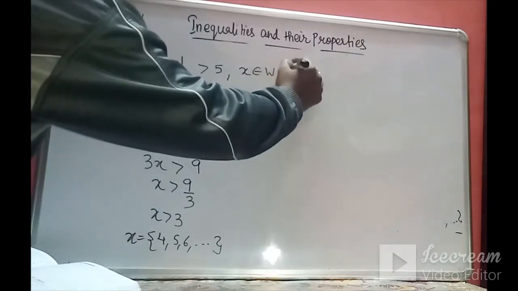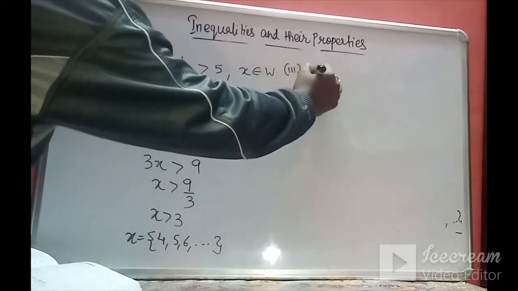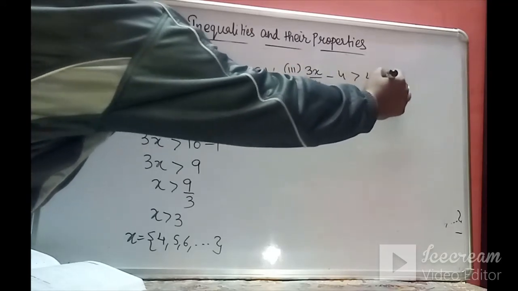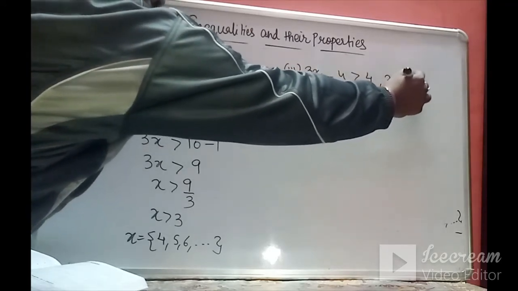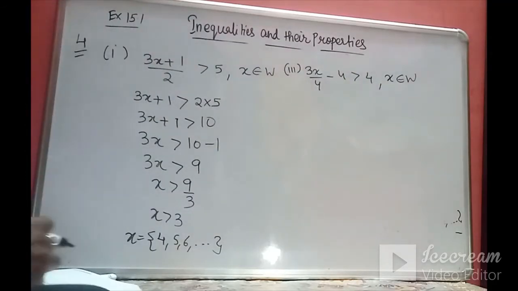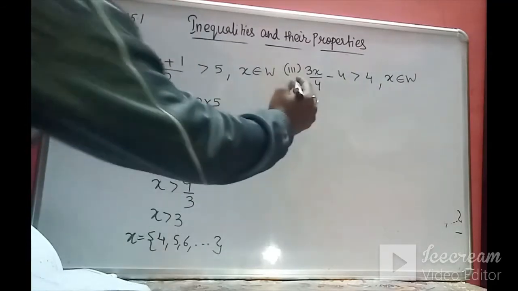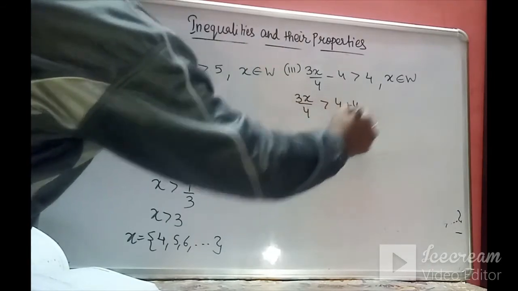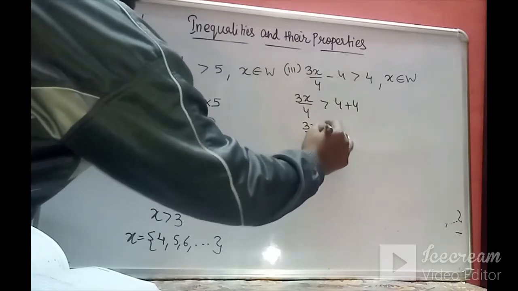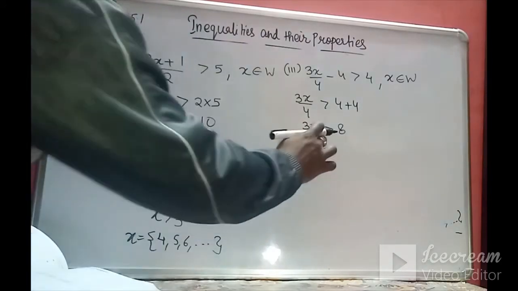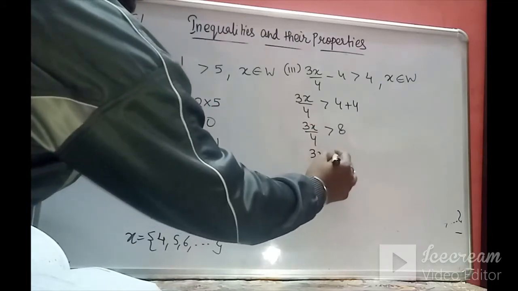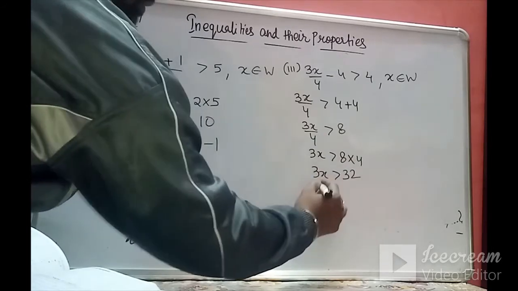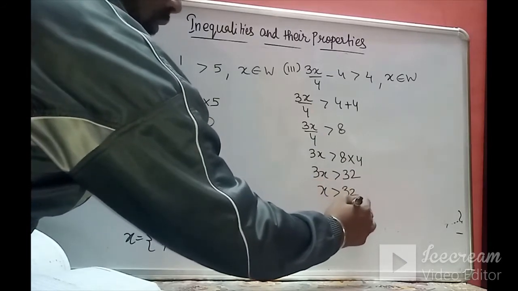Then let's see a different type of question. 3x/4 - 4 > 4, when x belongs to whole number. So again I will solve it like an equation. It will be 3x/4 > 4 + 4, or 3x/4 > 8. Then this 4, when it goes there, it will be 8 into 4, that is 3x > 32, or x > 32/3.